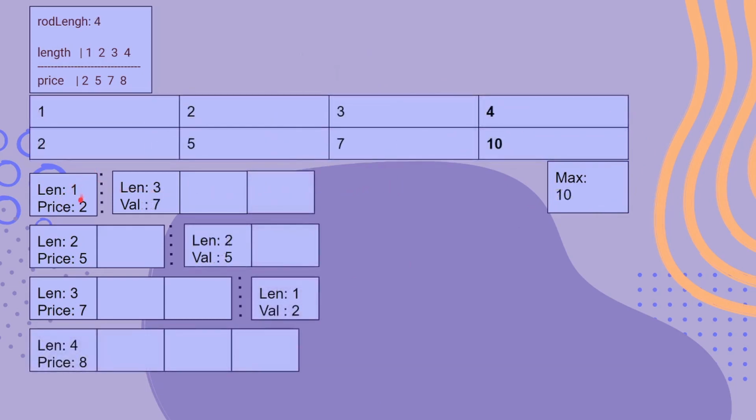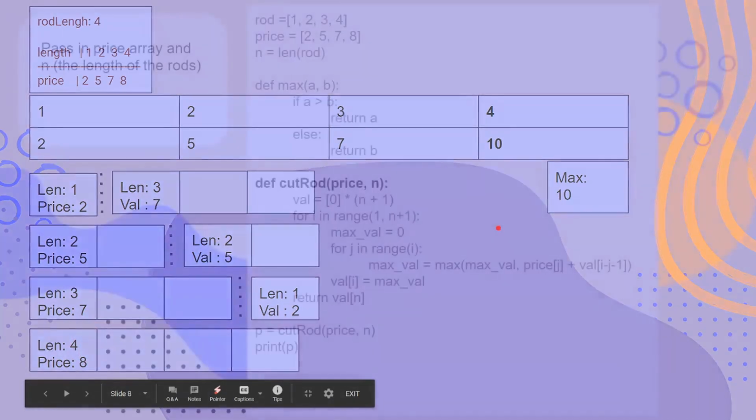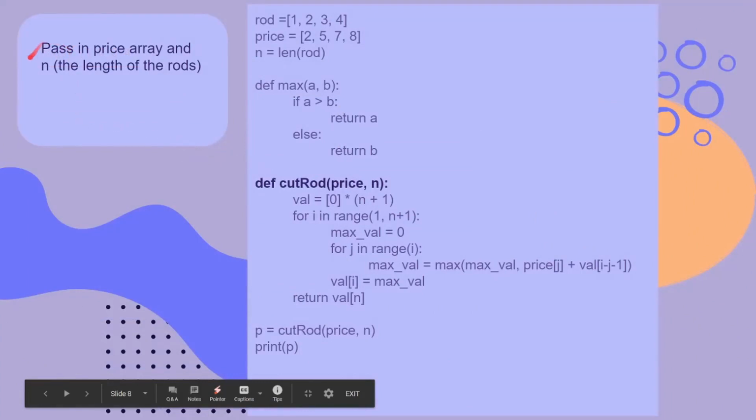Then for the last one, here you have 1 with the remaining of 3, which is 9. Then here you have 2 with the remaining of 2, which the max is 10. Here you have 3 with the remaining of 1, which adds up to 9. Then you have 4 with the value of 8, which adds up to 8. So the max would be 10.